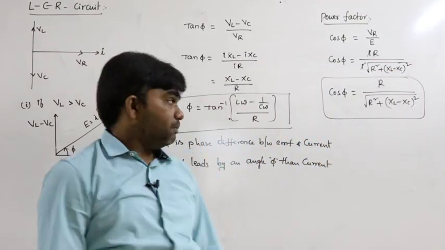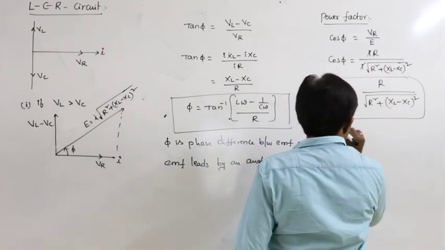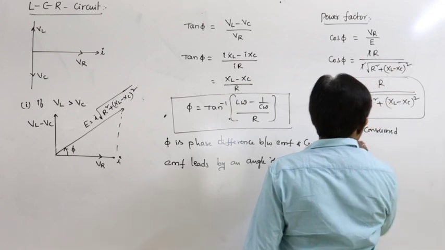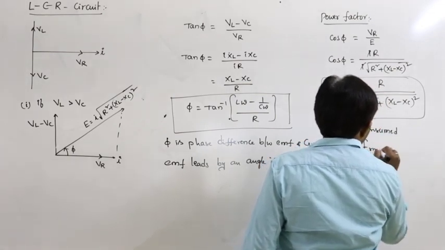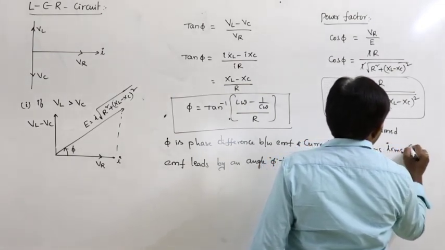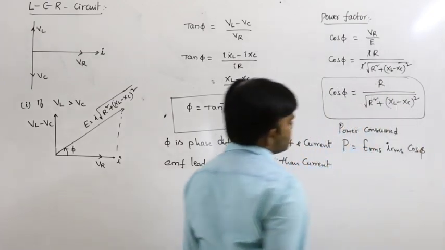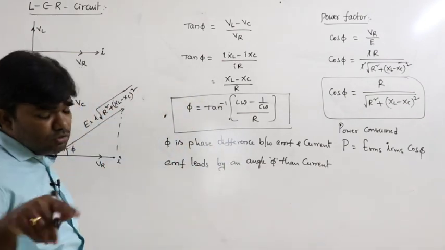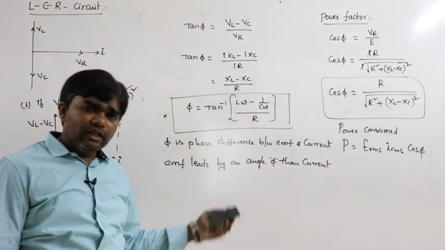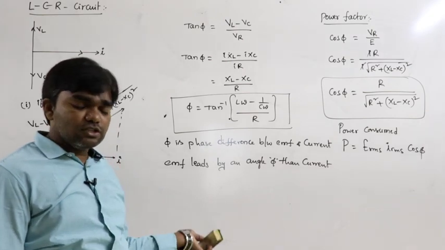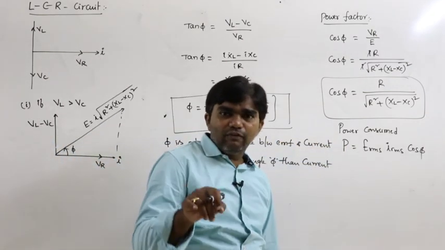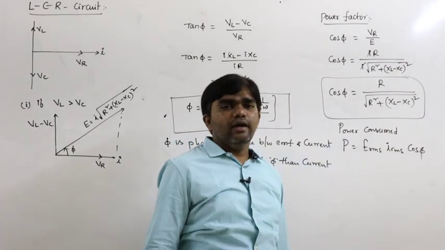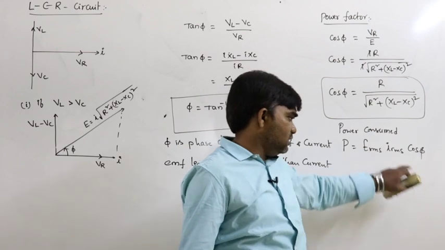Then power consumed. What is the power consumed? P is equal to ERMS into IRMS into cos phi. So we just have to substitute the value of cos phi, and we know the ERMS and IRMS, because E is equal to E naught sin omega t as we considered, and I is equal to I naught sin omega t. If you know the peak values of the EMF and current, then we can find out ERMS and IRMS. It is easy to calculate the ERMS and IRMS.